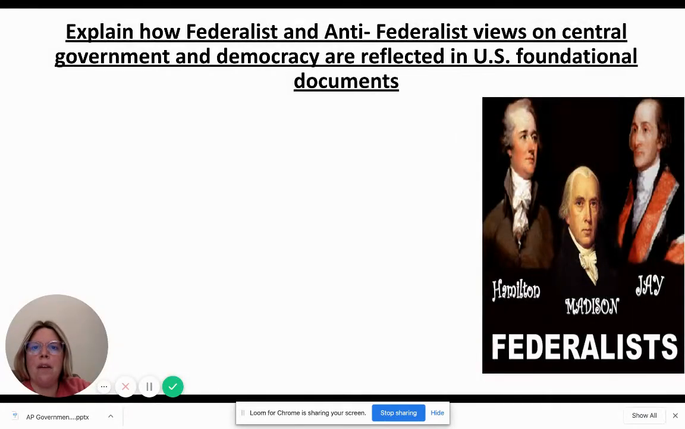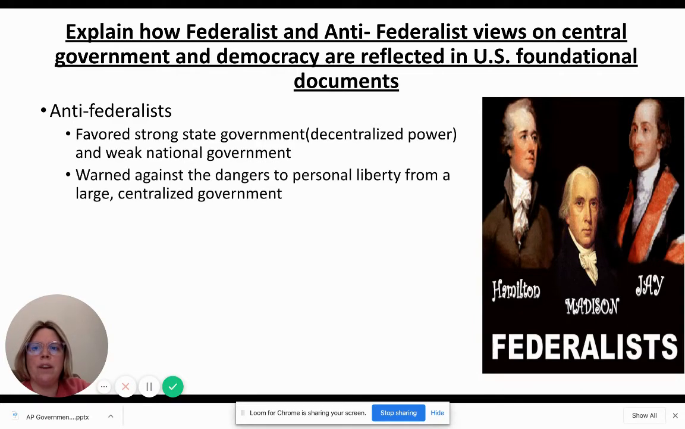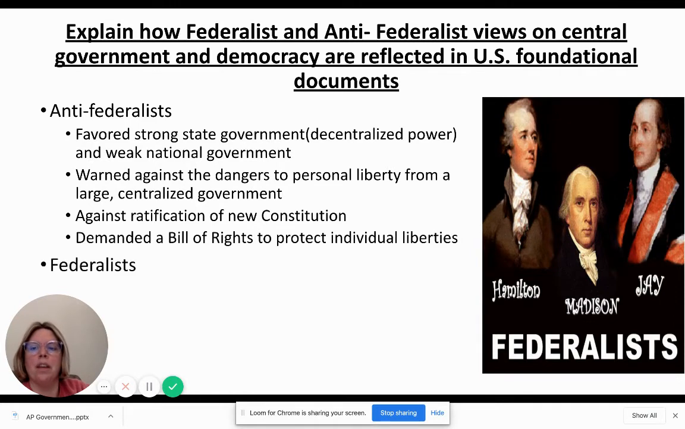Okay, explain how Federalist and Anti-Federalist views on central government and democracy are reflected in U.S. foundational documents. So the Anti-Federalists weren't against the dangers to personal liberty. They were like, don't worry, you're still going to have liberty, you're still going to have freedom, it's just that this is going to be better protection for us, basically. So they were against ratification, and they demanded a Bill of Rights to protect individual liberties.